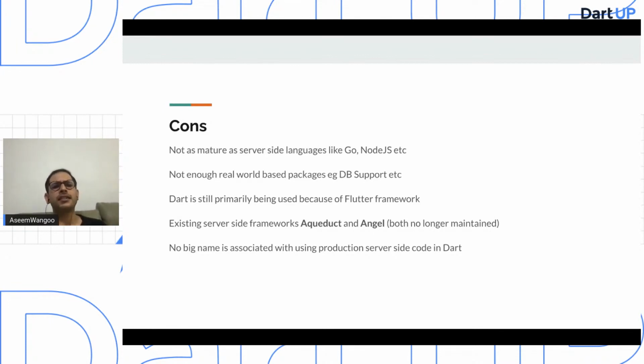Thirdly, Dart is still being used primarily because of the Flutter framework. Now, next, there were server-side frameworks before the Conduit, Aqueduct, and Angel. Both the repositories are archived and are no longer maintained. And lastly, there is no big name associated with production server-side code in Dart. So currently, there is no big name as of now who would say, "Hey, we are using Dart from the server side."